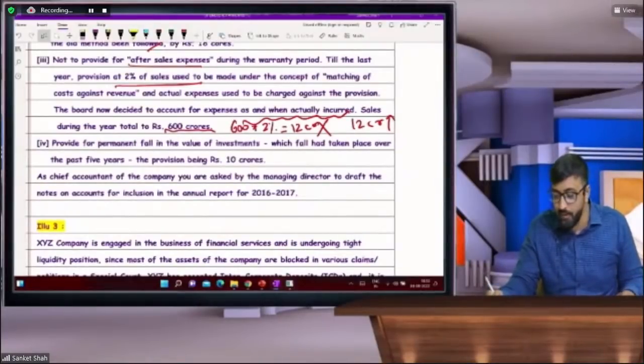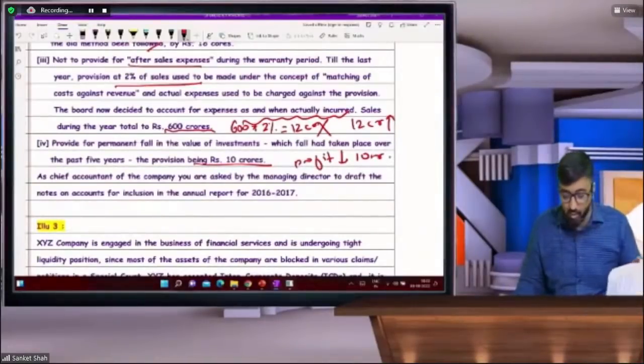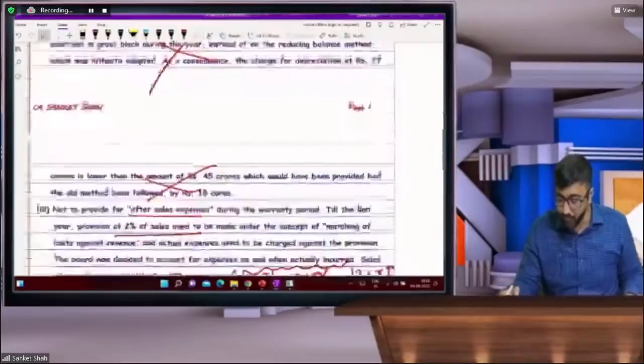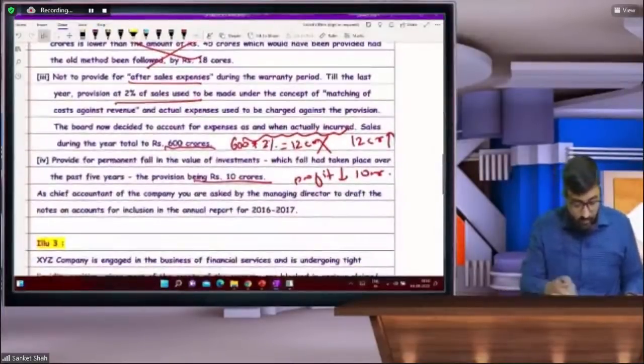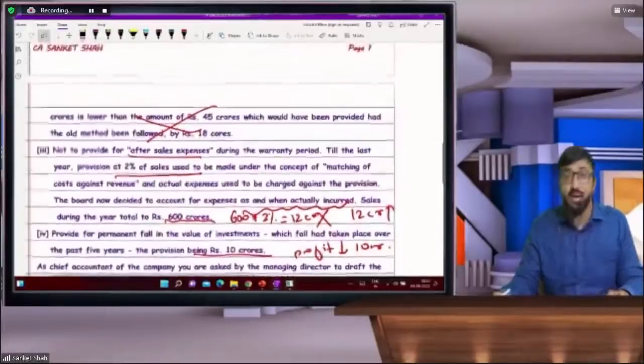Provide for the permanent fall in the investment, which fall took place over the past 5 years, and the provision being 10 crores. So beta, this will reduce your profit by 10 crores. Okay, so this will reduce your profit by 10 crores. And as a chief accountant, you can tell them that your profits increase by 20 crores, then it is increased by 12 crores, and profit is decreased by 10 crores.